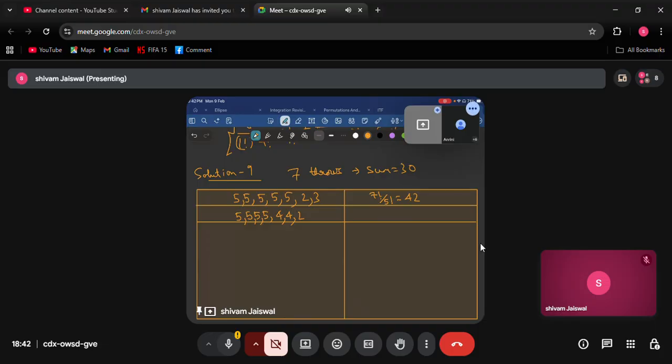5, 5, 5, 5, 4, 4, 2. Okay, this can be done in how many ways? So 7 factorial by 4 factorial by 2 factorial. This will give us how much? 105, right? 7 factorial is equal to 5040, and 4 factorial is equal to 24. I think 105 only. Next, again 4 5s.